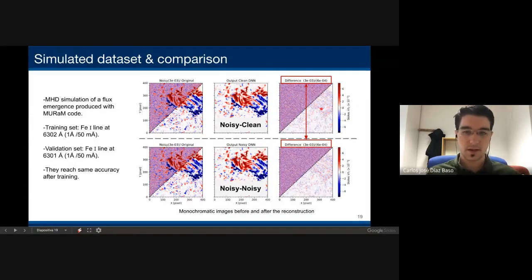to validate how good the neural network was. And as you see from the numbers on top of these panels, they achieve a very similar result. So this is showing us how we can use this method to train a neural network with our observed, noisy data, and reduce the noise using this spatial constraint.